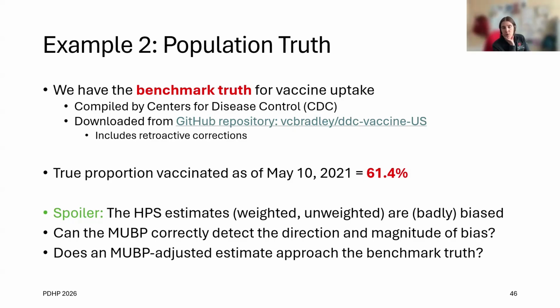As a spoiler alert, and some of you may know this, even the popular media had it, the estimates of vaccination status that came out of the HPS were very badly biased. Even the weighted estimates were drastically overestimating the proportion of US adults who were vaccinated. So it's interesting to see whether the MUBP can in fact correctly detect the direction and the magnitude of bias. In fact, the reason we ever did this analysis in the first place is because I read the article and saw the headlines about the drastic overestimation. And I said, that's non-ignorable selection. That's got to be what that is. That's because the people who participated were fundamentally different with respect to vaccination status than the people who did not participate.